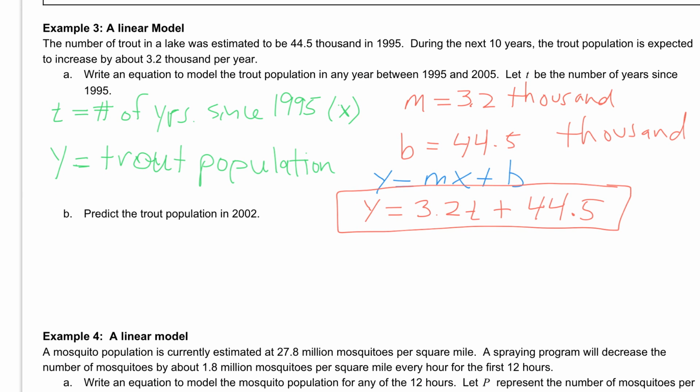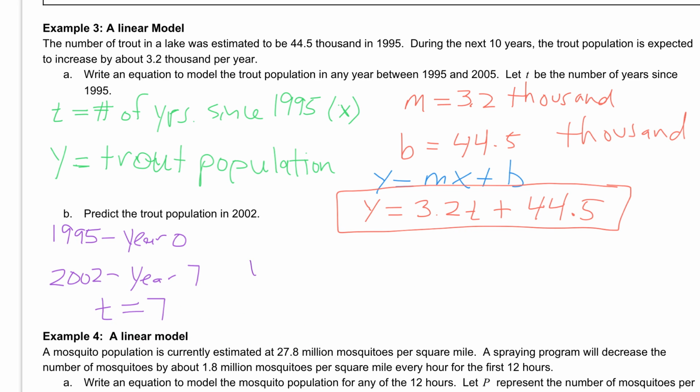If we scroll down a little bit, our next problem here says to predict the trout population in 2002. So let's think about it. If we started in 1995, that means 1995 is year 0. Which means 2002 would be year 7. So that tells us that our t value, our number of years since 1995, is 7. And we're going to take that 7 and we're going to plug it into our equation right here.